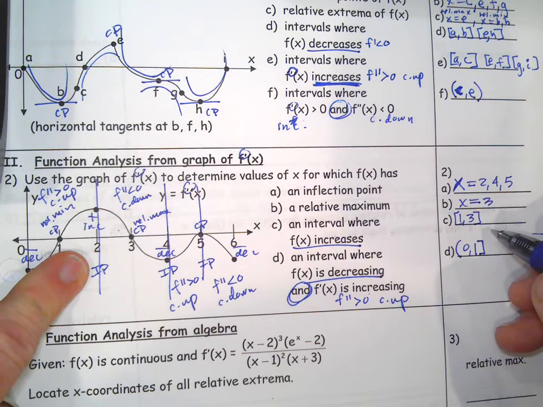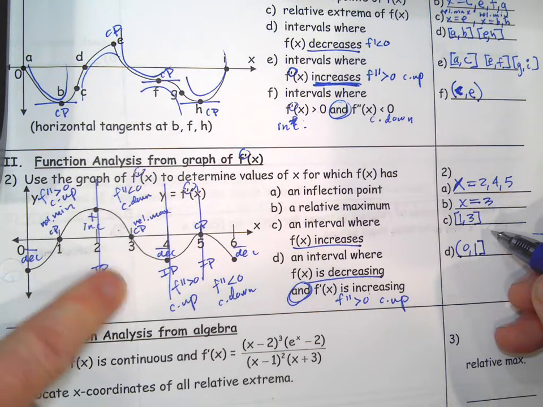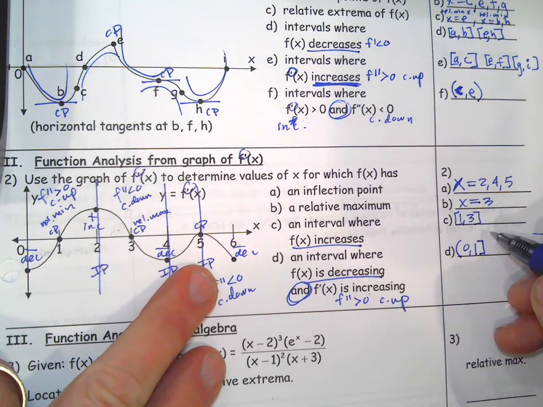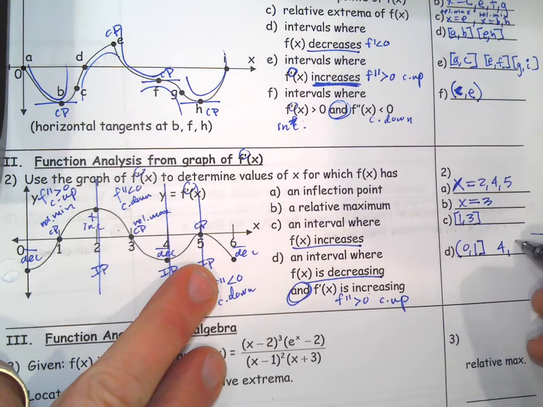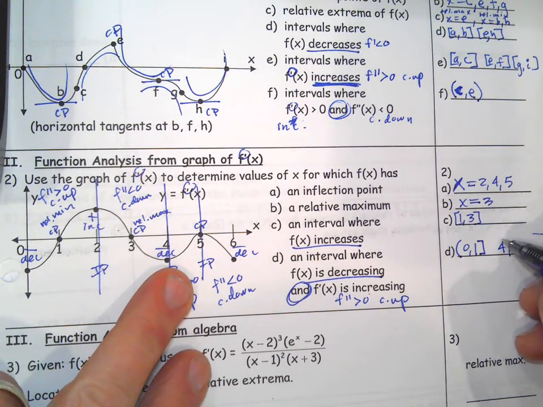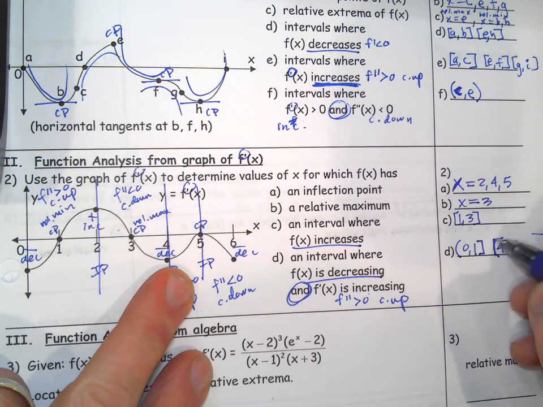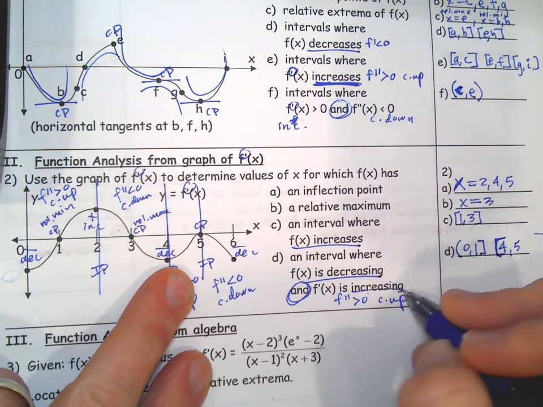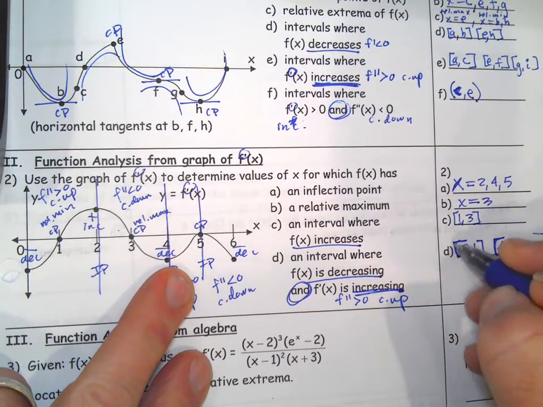And then also, where is it below the x-axis and concave up? So it's 4 to 5. We are not going to include 4 because it is, oh, you know what? We do include 4 because we never said concave up, we said increasing. So we should be including all of these.